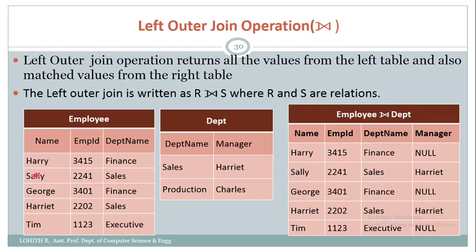Okay, let me consider the first tuple. The join condition will be matching on the department name. That is the only attribute which is common in both relations.